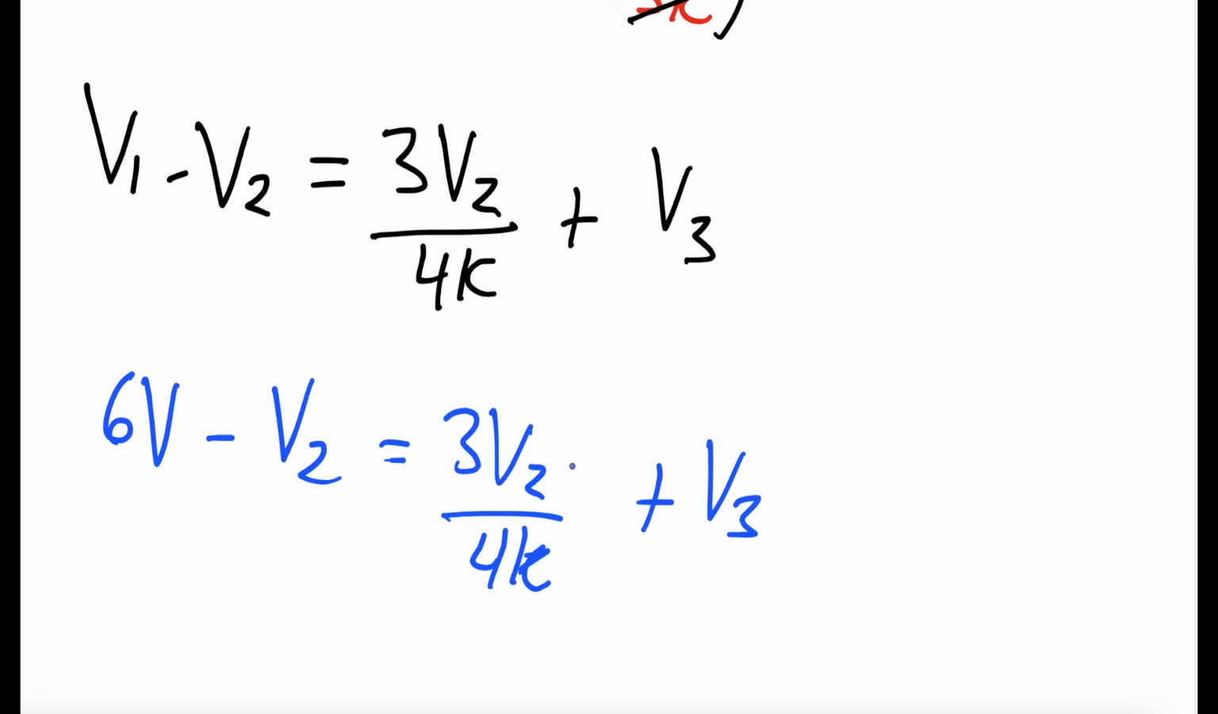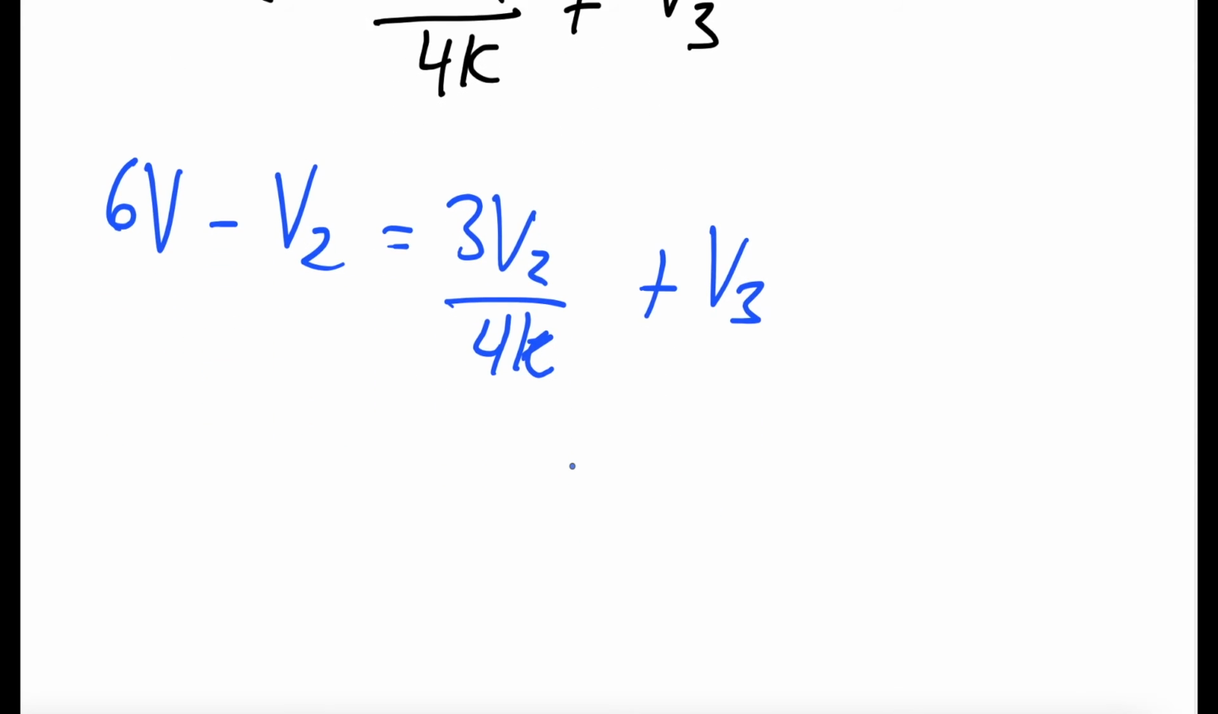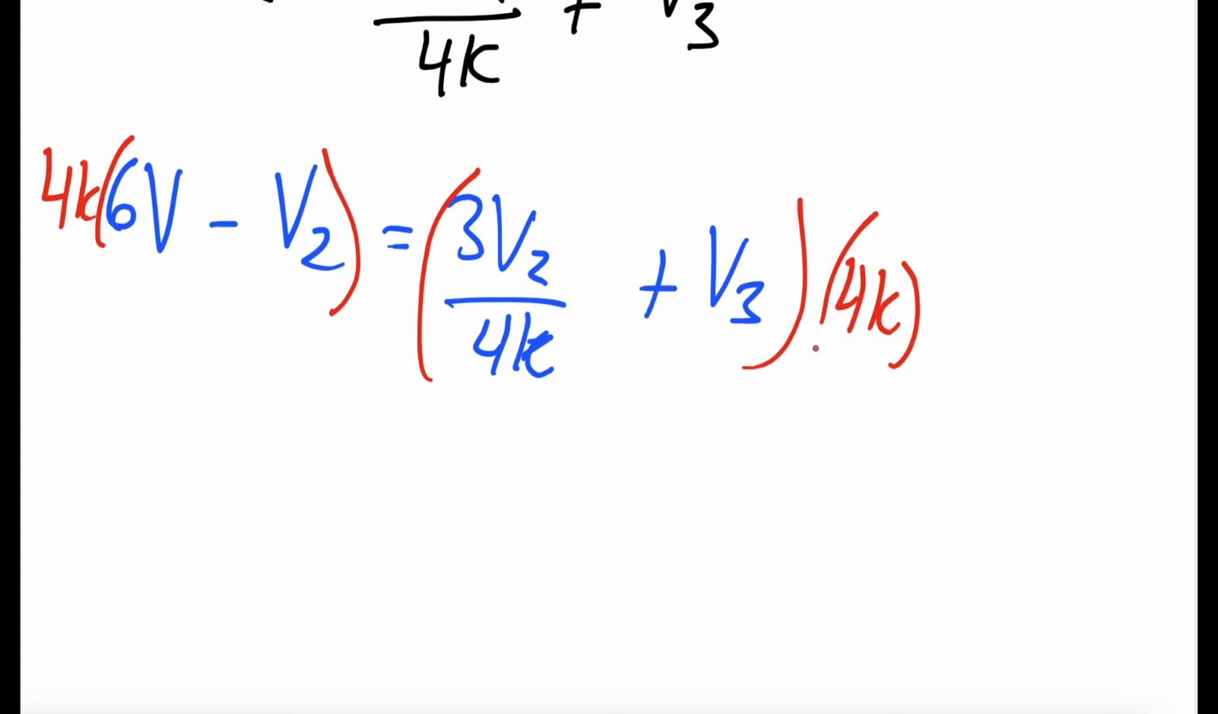Now we have to get rid of this 4K, so how about we do that? To get rid of the 4K, we have to multiply both sides by 4K, right? So we multiply this side by 4K, and we multiply this side by 4K. Let's see what we get. Well, the 4Ks over here cancel out, right? So this 4K and this 4K cancel out. So you're left with 3V2.